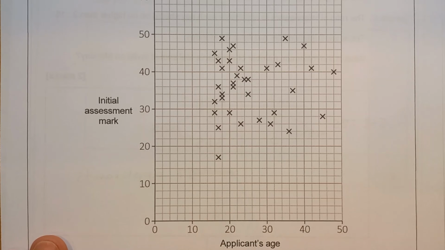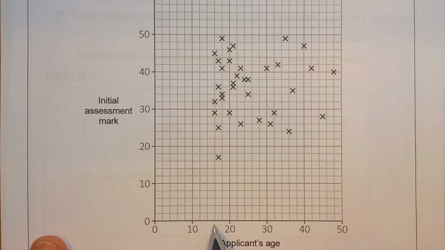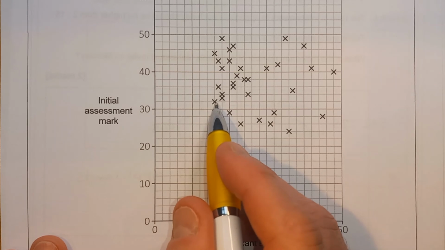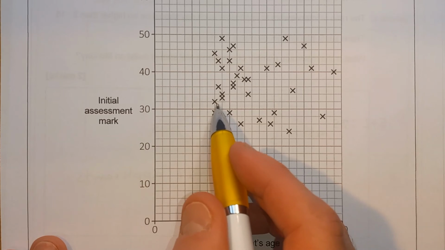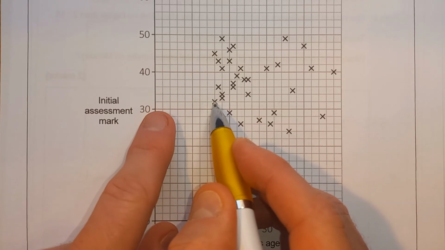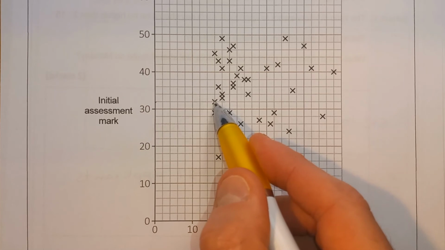So we can see, let's pick a nice one, this person here. This was a 16-year-old. You can see we're going up in 2s each time, so that would be 16-year-old. And their mark was here, we're going up in 2s. So they got a mark of 32.